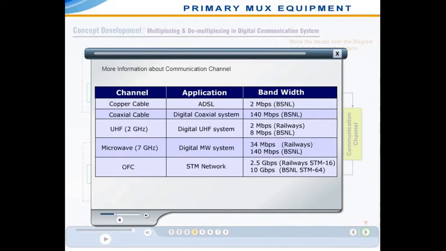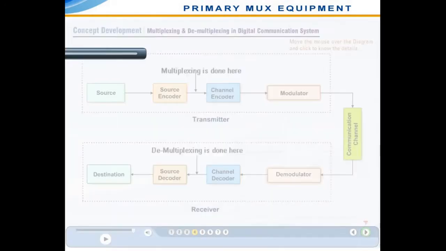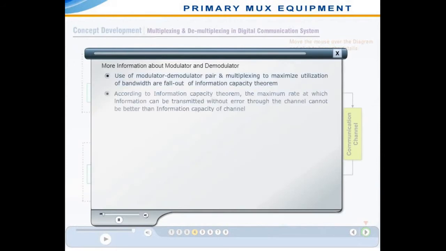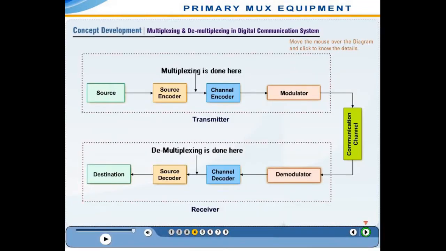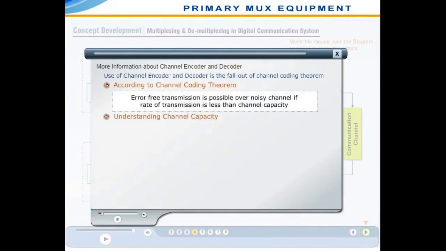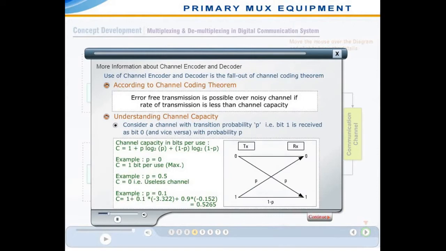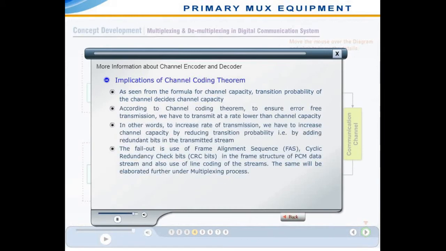More information about communication channel is shown on screen. More information about modulator and demodulator is shown on screen. More information about channel encoder and decoder. Use of channel encoder and decoder is the fallout of channel coding theorem and shown on the screen. Implications of channel coding theorem are shown on screen.